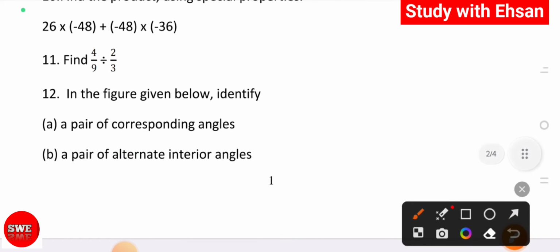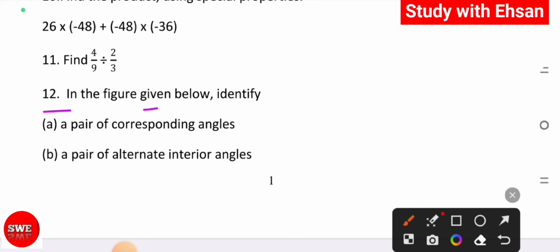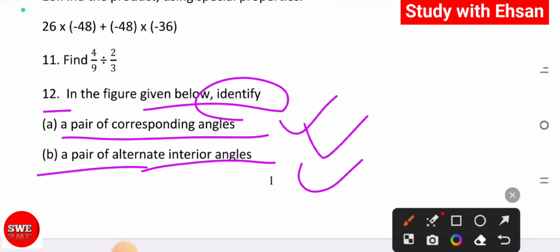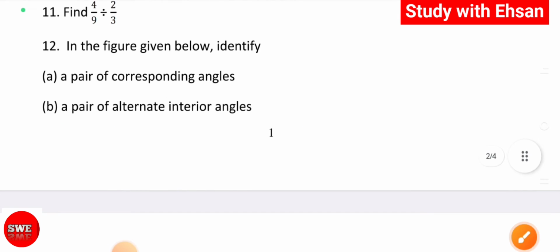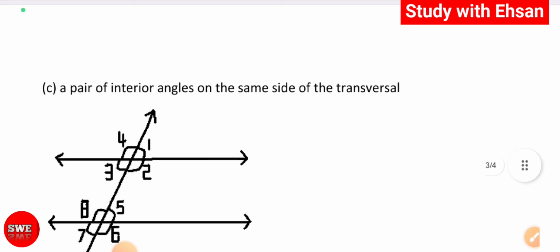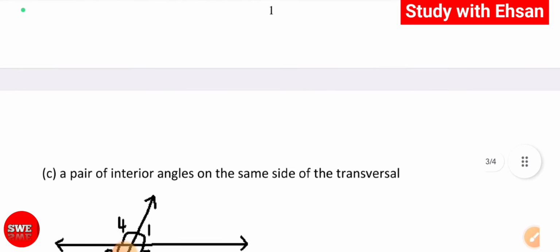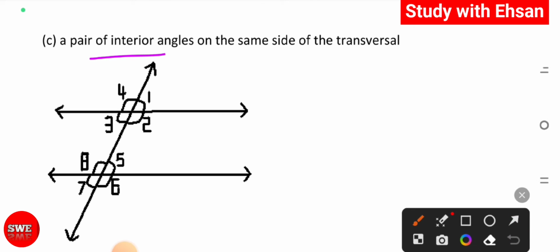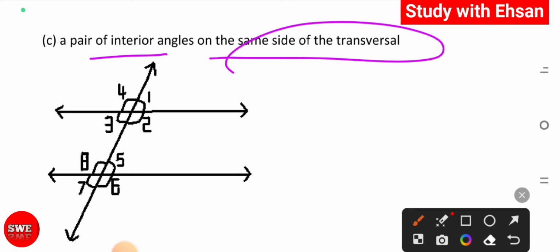You can solve this. Question number 12, in the figure given below identify, in 12A, a pair of corresponding angles, and in 12B a pair of alternate interior angles. Yes, a figure is given, and in question C a pair of interior angles on the same side of a transversal. Then you can see 2 parallel lines are there. This line and this line are parallel, and this one is the transversal.